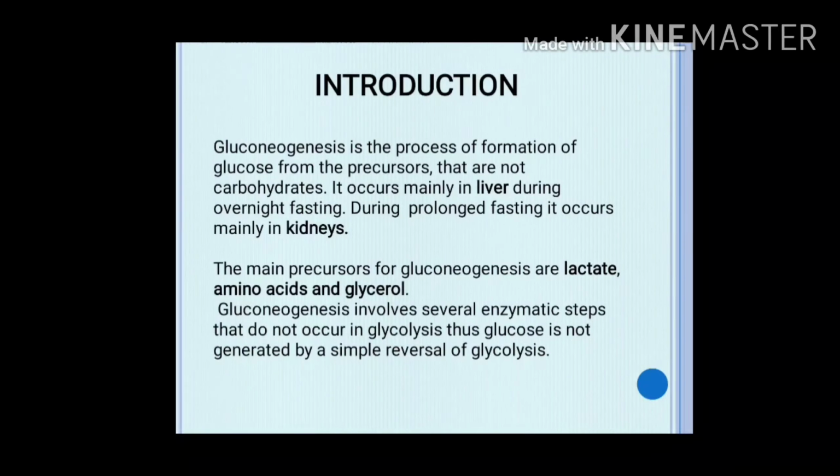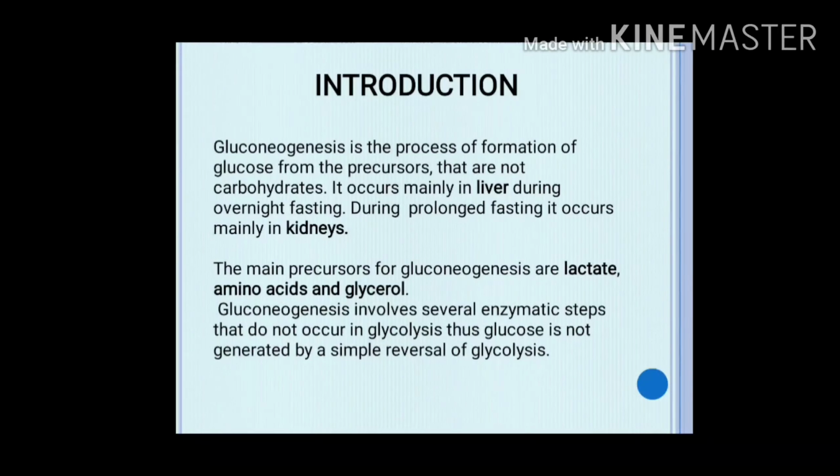Gluconeogenesis is the formation of glucose from precursors that are not carbohydrate, and it occurs mainly in the liver during overnight fasting, and during prolonged fasting it occurs mainly in the kidneys. The main precursors for gluconeogenesis are lactate, amino acids and glycerol. So these three are non-carbohydrate derivatives.